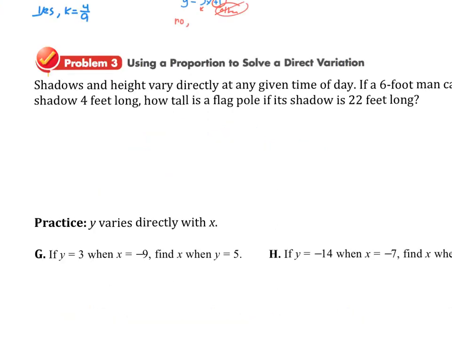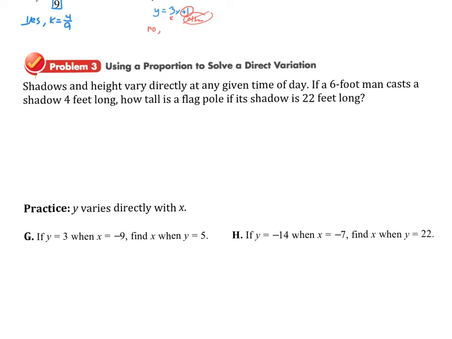The last thing we want to chat about today is an application. Shadows and height vary directly at any given time of day. A 6-foot man casts a shadow that's 4 feet long. So how tall is a flagpole if its shadow is 22 feet? Notice, if I set this up by putting the height of the person on top of a fraction, the height here is 6 and his shadow is 4.